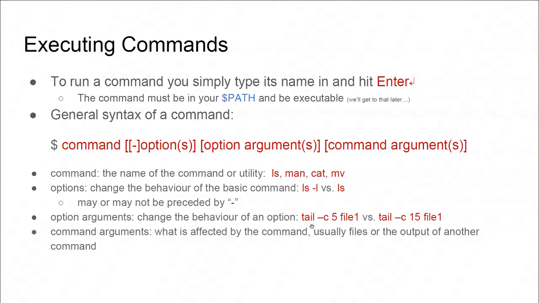For example, the tail command prints out the last few lines in a file. We can specify how many lines we want to print out with a -c option. So if I'd only like to print out the last 5 lines of file1, I can do -c5. If I'd like to print out the last 15, I can do -c15. You can see that file1 is a command argument being passed to tail, whereas -c is an option and 5 or 15 is the option's argument. And as I mentioned, the command argument is usually what's affected by the command. So you're either sending the files to the command or perhaps the output of another command, which I'll show you how to do in a bit.